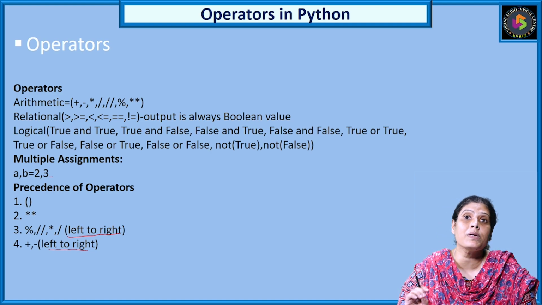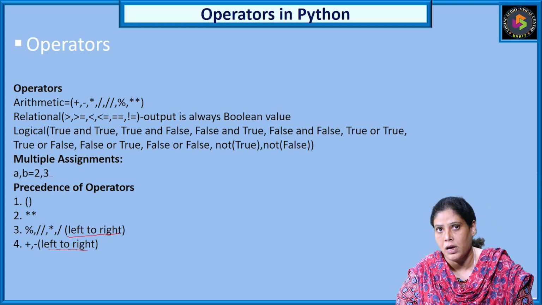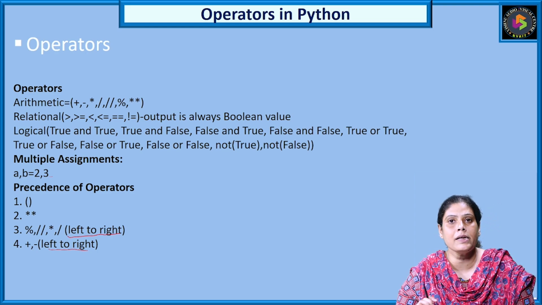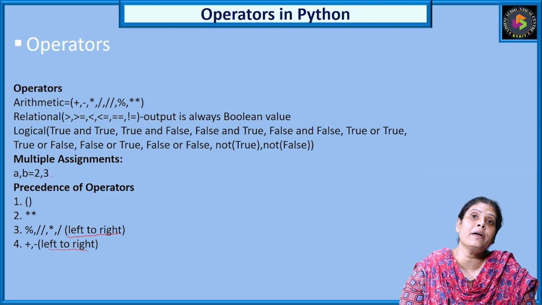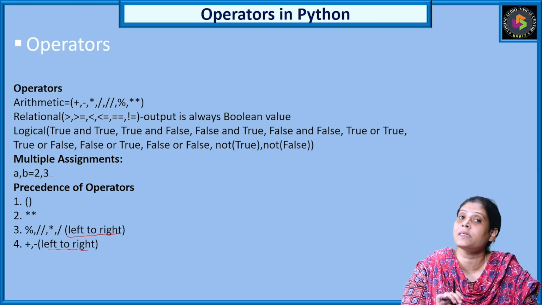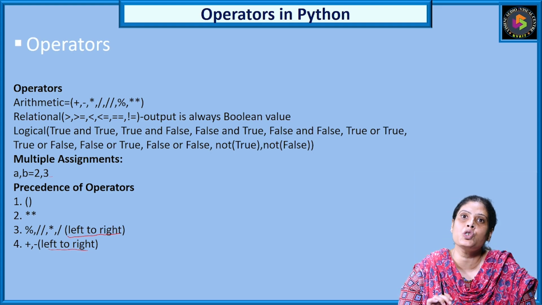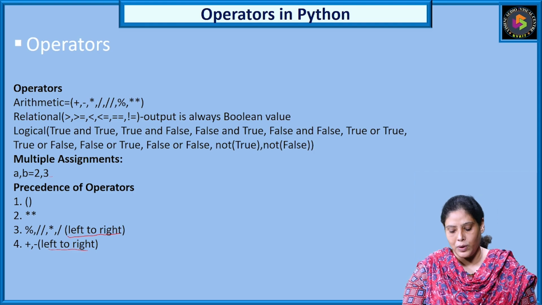If operators with the same precedence, for example plus and minus, are present in an expression, which operator will be executed first? Since their precedence is the same, we have to check the associativity, that is, from left to right or from right to left.